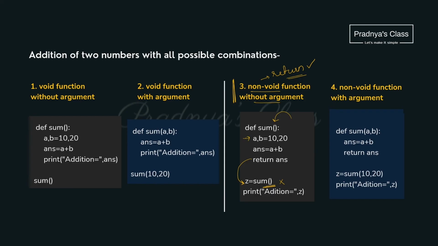With the hope that you are getting what I am trying to explain, I am moving ahead to the last possibility. Non-void function with argument. Non-void means you understood, right? We are returning the value. With argument means you are passing the value also.